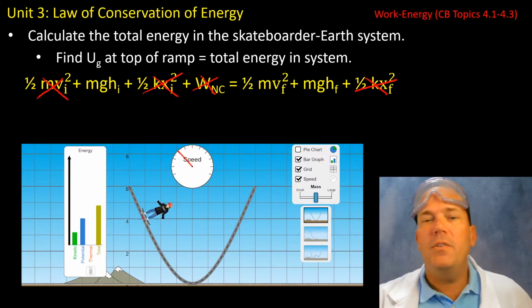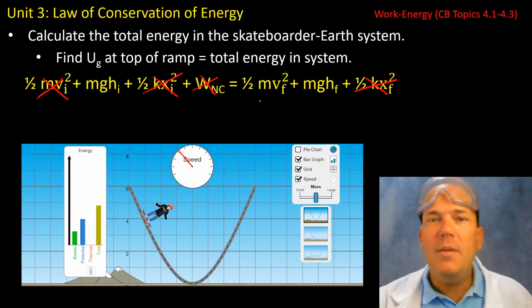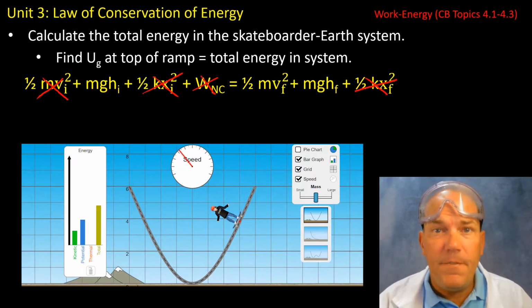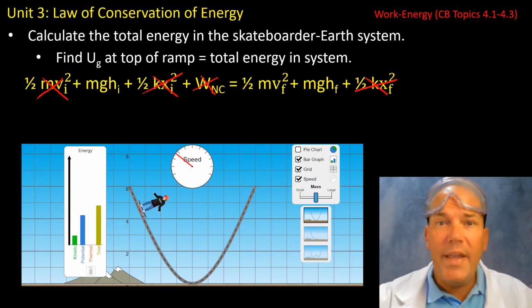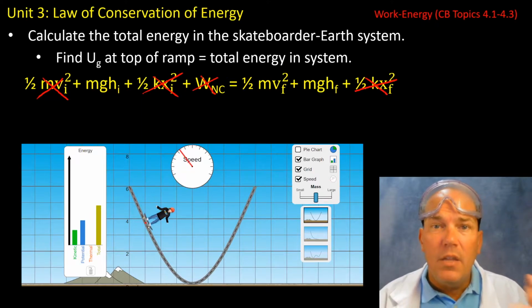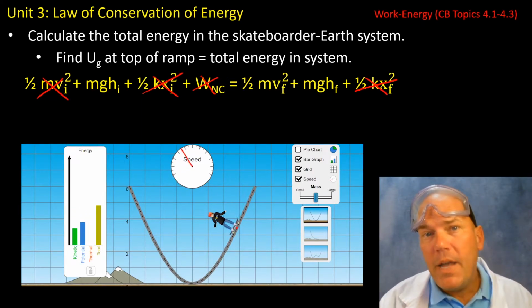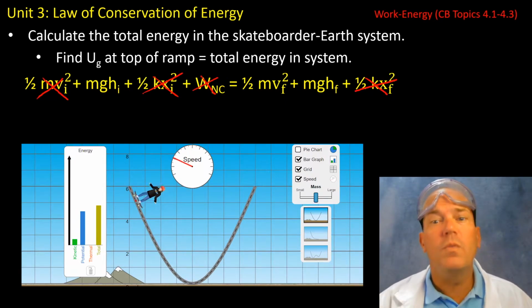Let's look at our final scenarios. At the bottom of the ramp, is the skateboarder moving? Yes, in fact, the skateboarder has its greatest kinetic energy. Look at the bar graphs. Therefore, the skateboarder has the greatest overall speed.